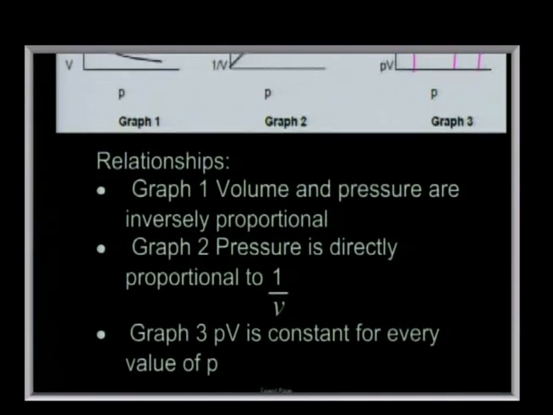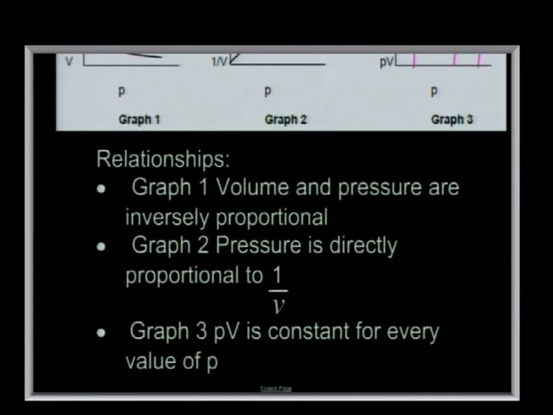And we've summarized our relationships by saying graph 1 shows that pressure and volume are inversely proportional. Graph 2, pressure is directly proportional to 1 over V. And graph 3, the product of pressure and volume is constant for every value of pressure. So make sure that you've got these different graphs all sorted out.